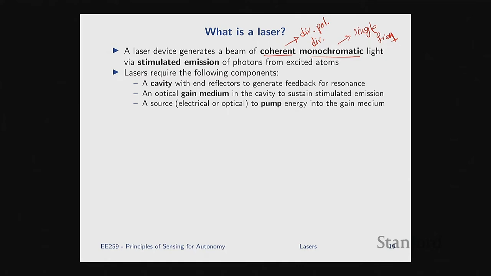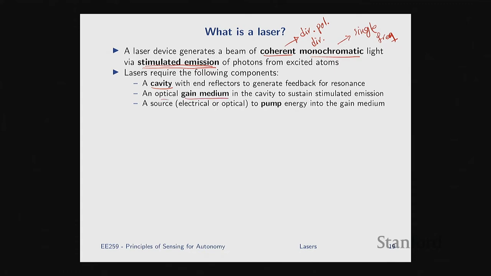And then the physical process that enables a laser source is called stimulated emission of photons. And we'll talk a little more about what stimulated emission is. But in order to build a laser, you need essentially three components. One is a cavity. A cavity, you can think of as an empty space that can contain light, and at the two ends of it, you have mirrors. So light would just bounce back and forth between the two mirrors and be contained within that cavity. So that's what the cavity is.